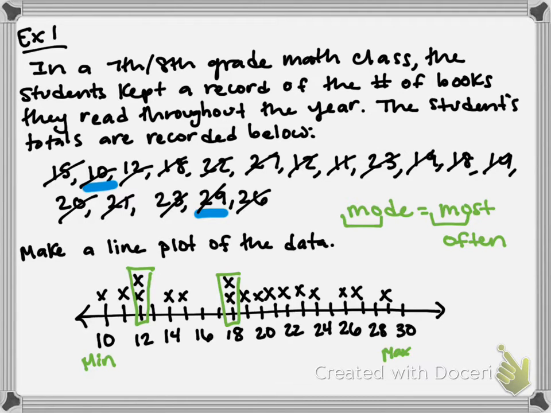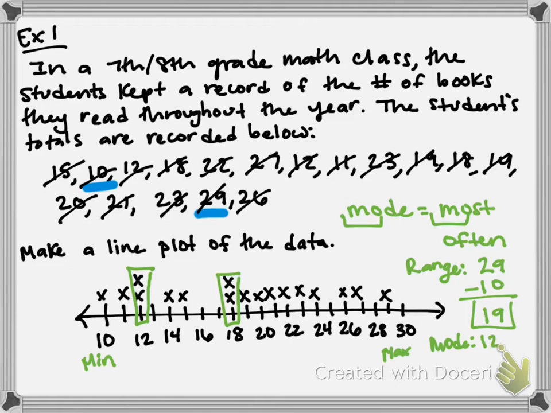So if we go back and look at our line plot, we already found the minimum and the maximum, and we also found the mode. So can we find the range? Sure. We're going to take our maximum, 29, and subtract our minimum, which is 10. 29 minus 10 is 19, so our range is 19. We already found the mode.